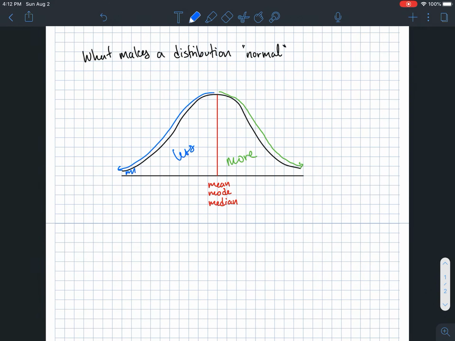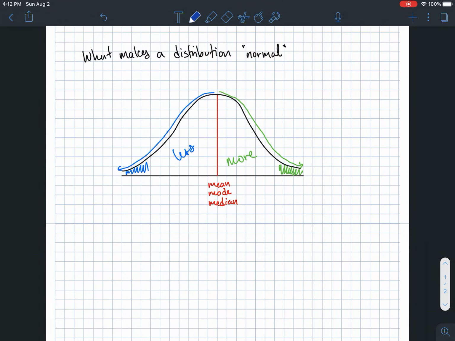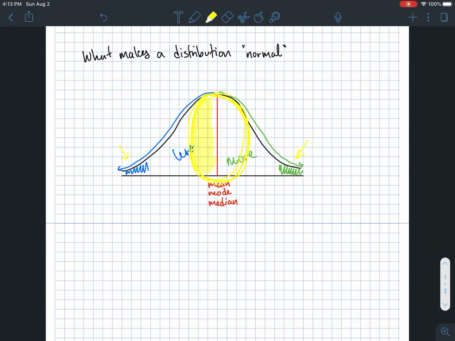So this little tiny chunk here is less likely. This little bit of the chunk is less likely as well. Most of our data is going to be right in this middle section. That's why there's so much room there, because the majority of us are going to be right around average. Some people do a lot better, some people do a lot worse, but for the majority, we're going to be right here in this middle section.